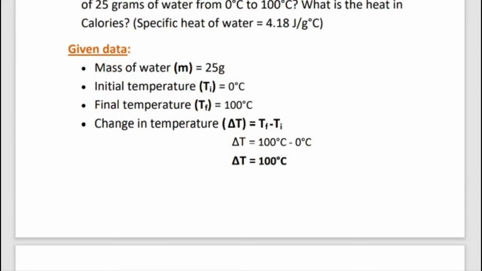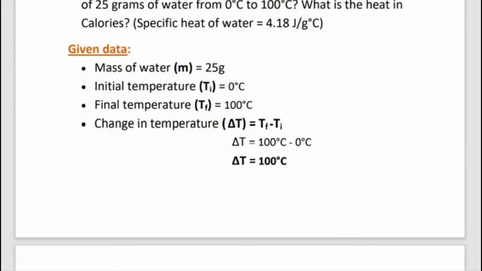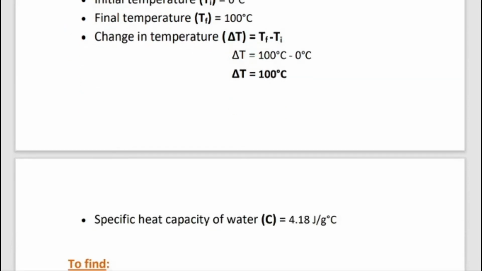The change in temperature del T is equal to Tf minus Ti, final temperature minus initial temperature. The final temperature is 100 degrees Celsius, the initial temperature is 0 degrees Celsius. So del T is equal to 100 degrees Celsius minus 0 degrees Celsius. Finally, the change in temperature del T is equal to 100 degrees Celsius. Then the next given data: specific heat capacity of water C is equal to 4.18 joules per gram degree Celsius.